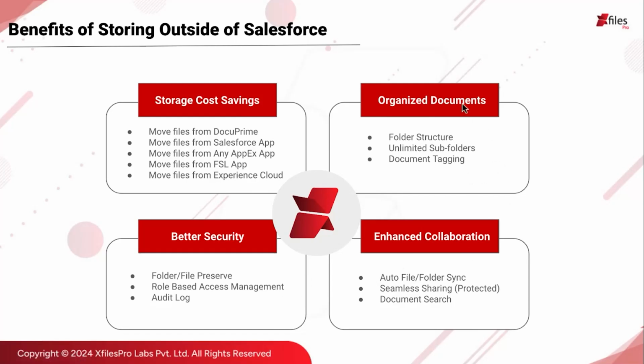The first thing is, your documents are going to be highly organized under folders and subfolders. You'll get a tagging feature. Security is going to definitely get improved as we offer a lot of additional security features like folder and file preservation, role-based access management, audit logs, and there are a lot of other features that can help you to improve the overall document security. Collaboration is one of the key factors when it comes to managing your document.